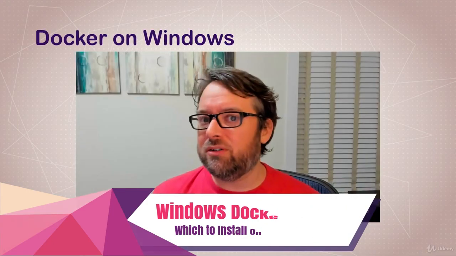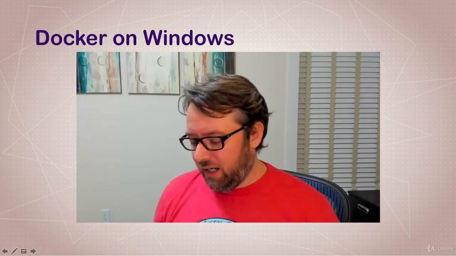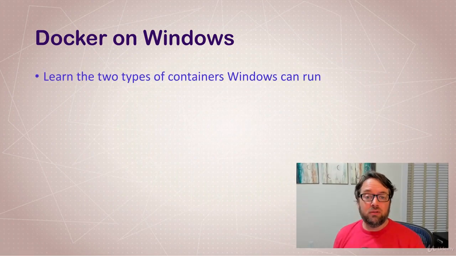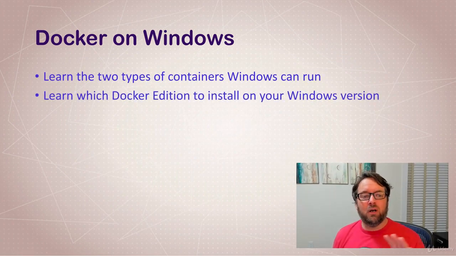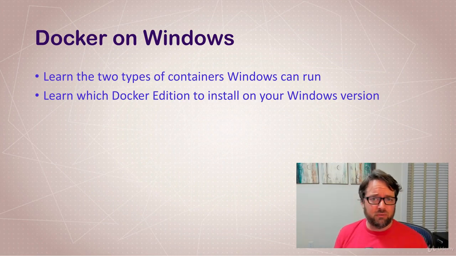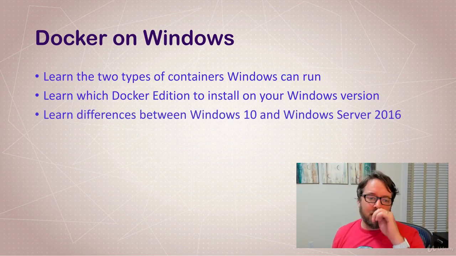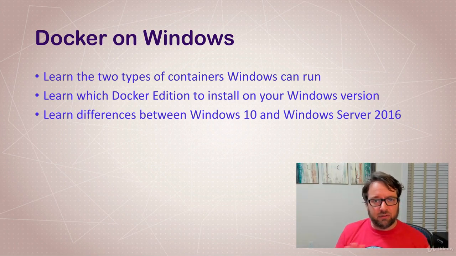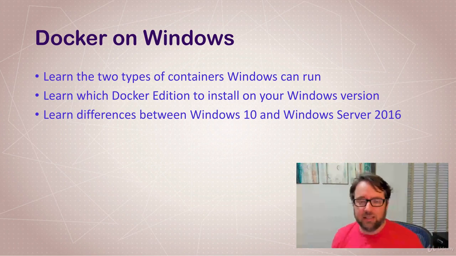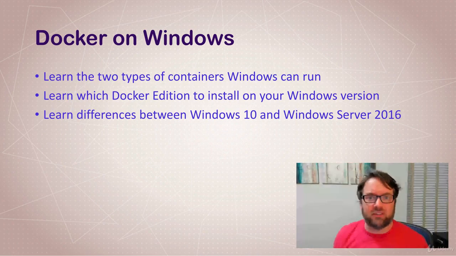All right, you're a Windows user and you want to get Docker working. So let's get you to it. In this lecture, you're going to learn the two types of containers that can now run on Windows. You're going to get through which Docker edition you want to install, based on your version and edition of Windows. You're also going to learn the difference between Windows 10 and Server 2016 and how the desktop and server treat Docker a little bit differently. And then the next lecture is going to get to installing it.